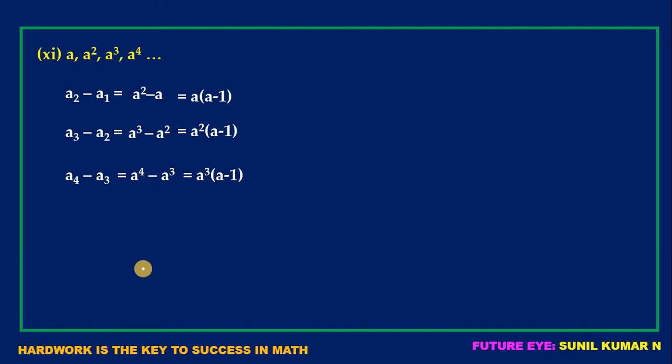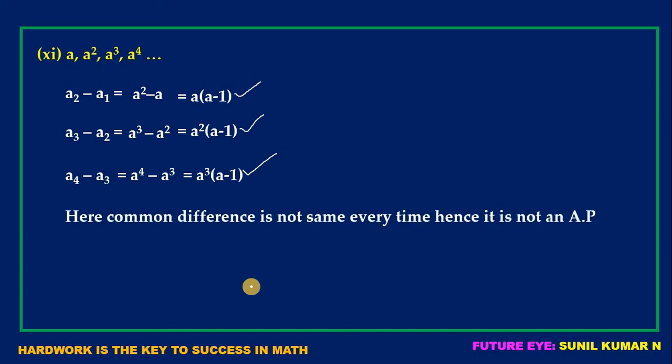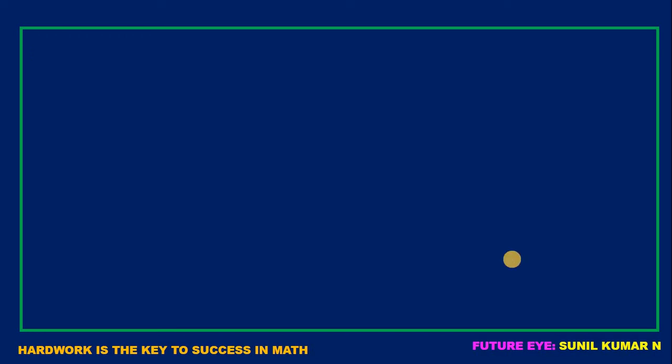Now we have got these terms, I mean A into A minus 1, A square into A minus 1 and here A cube into A minus 1. Are all these values the same? No, these values are not the same. Hence, we can conclude that the common difference is not the same every time. Hence, it is not an AP. Next, let us move on to another problem.